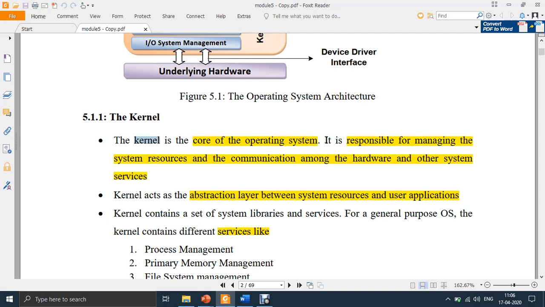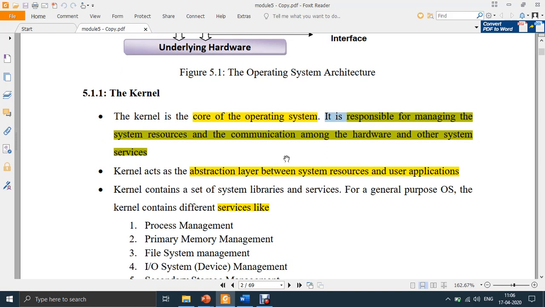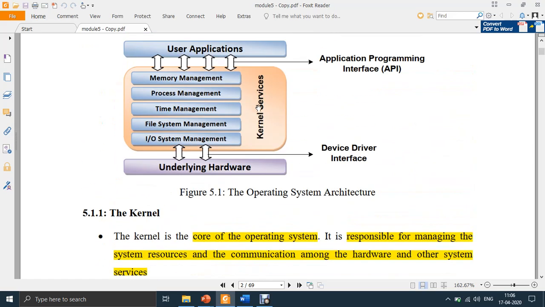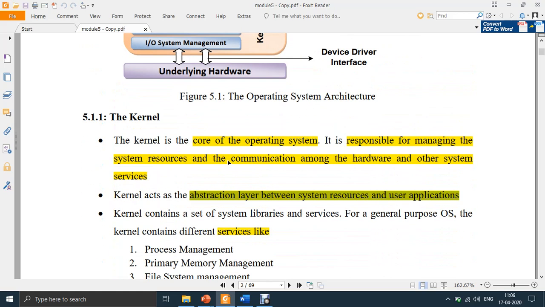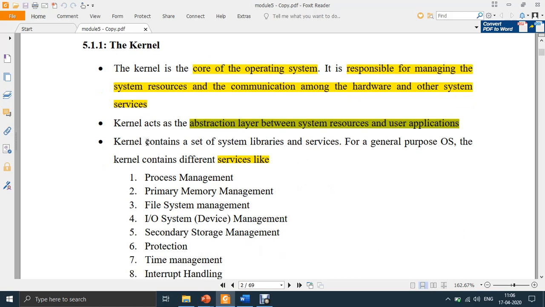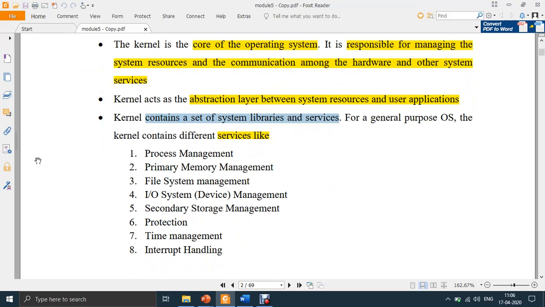It is responsible for managing system resources and communication among the hardware and other systems. Whatever the definition for the OS holds good for the kernel also, but it is the core. The kernel acts as an abstraction layer between the system resources and user applications, again the bridge between user applications and the underlying hardware. The kernel contains a set of libraries and services. So which are the services?